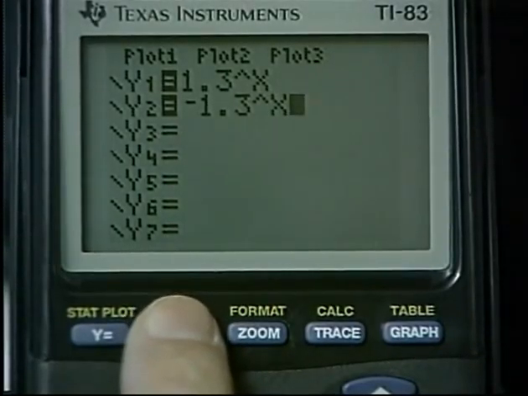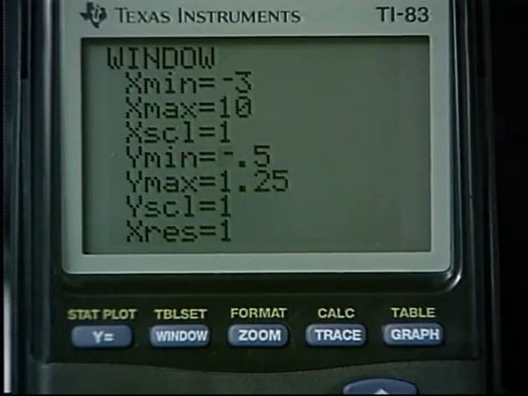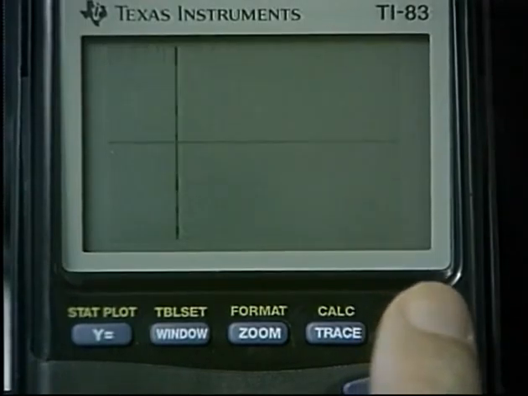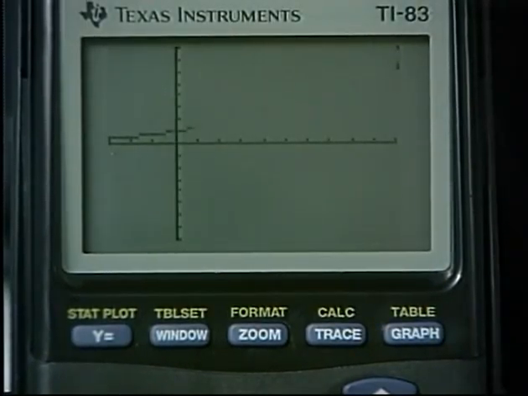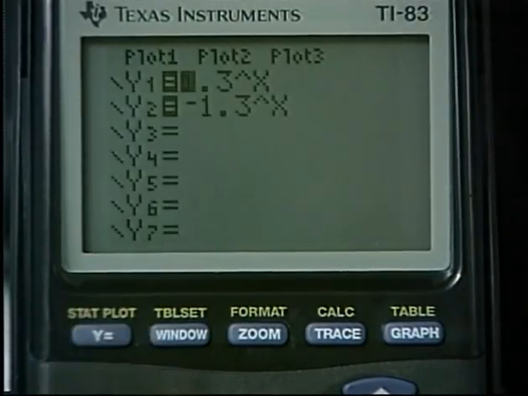And for window settings, I'm going to reset x minimum to be negative 3 and the max to be 10. And then for y, I want plus or minus 8, so negative 8 and 8. And here's the graph of the border that I'm going to create for a sine curve. I'm just going to place a certain sine curve right into the middle of this pattern. Now all I need to do is multiply, use this function you see as a coefficient.